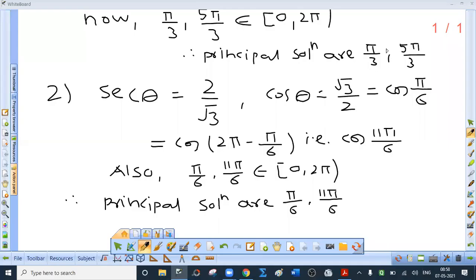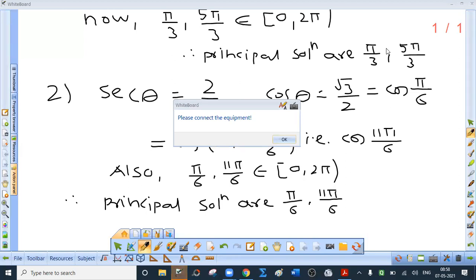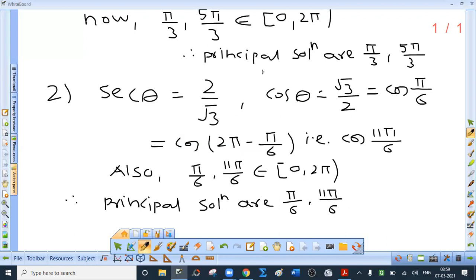Second is actually similar to the first one. The only thing is sec is given. For that, you have to consider the reciprocal. Sec theta is 2 by root 3, so cos theta is root 3 by 2. But cos pi by 6 is root 3 by 2, and cos of 2 pi minus theta is cos theta. So cos pi by 6 is the same as cos of 2 pi minus pi by 6, that is cos of 11 pi by 6. Now both pi by 6 and 11 pi by 6 belong to which interval? Semi-open interval 0 to 2 pi. So these are the principal solutions.